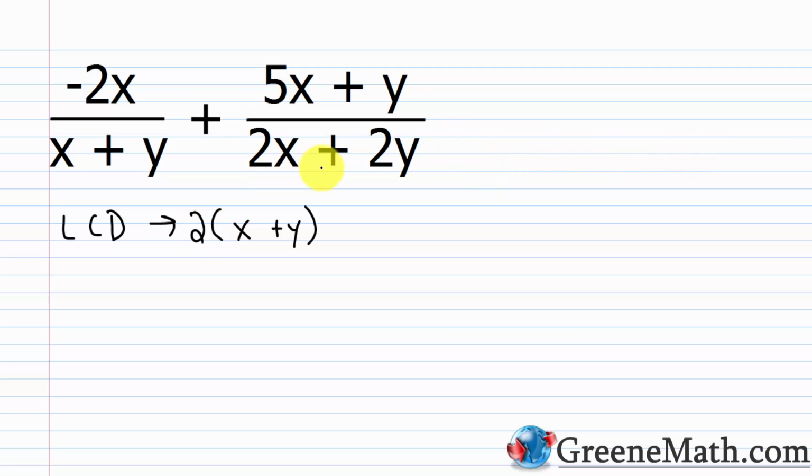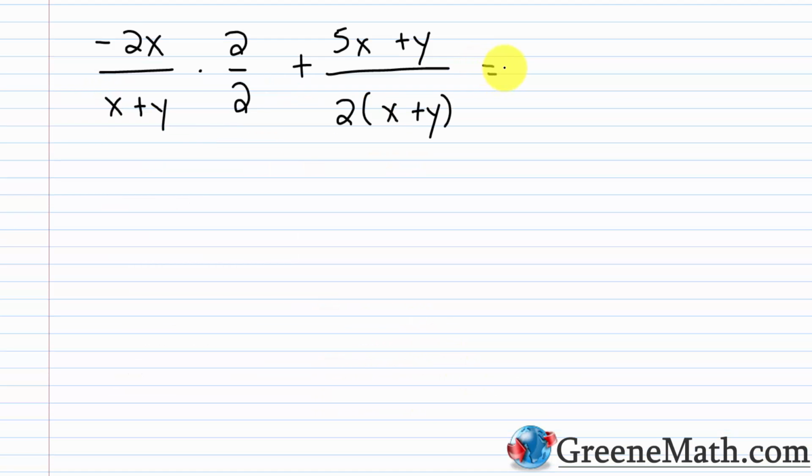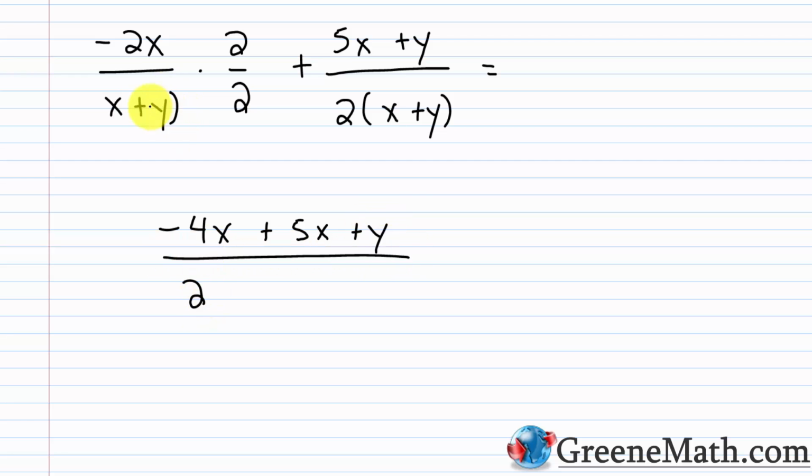So because this denominator is already the LCD, I don't need to change this rational expression. I just need to change the one on the left. So what I'm going to do, I'm going to multiply negative 2x over x plus y times, what I'm missing here is a 2. So 2 over 2. Then I'm going to add to this the 5x plus y over 2 times the quantity x plus y. Okay, so negative 2x times 2 is negative 4x. And then plus 5x plus y, again, over this common denominator of 2 times the quantity x plus y.